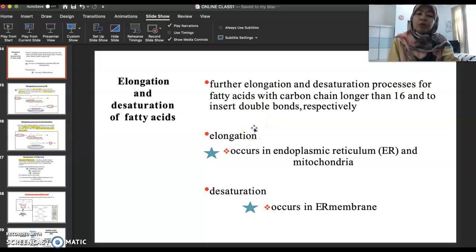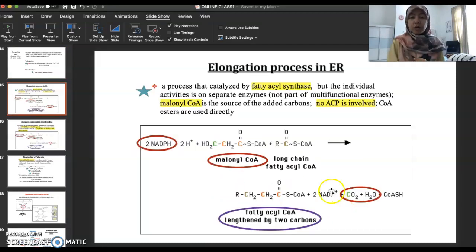So for the elongation process, students, it can occur in two different locations. The first one happens in the ER, which is your endoplasmic reticulum, and also in the mitochondria. Whereas desaturation occurs in the ER membrane. Okay, now we move to the elongation process in the ER.